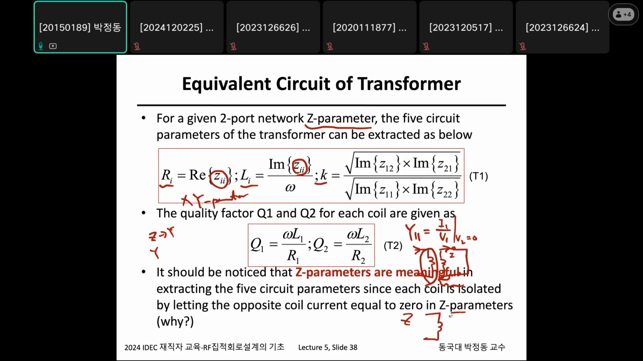G parameters are defined like I1, V1, and I2 is 0. Since this is open, there is no current conduction. So there is no induced magnetic field over there. So you can solely consider the effect of the primary coil. That's why. Make sense?